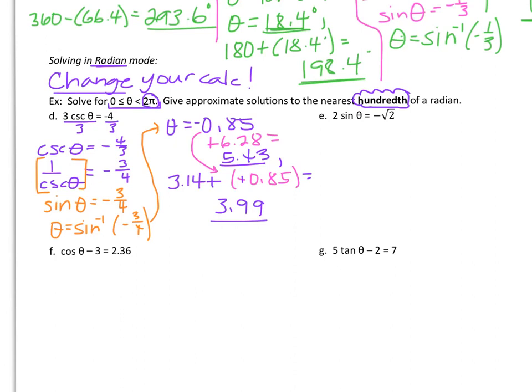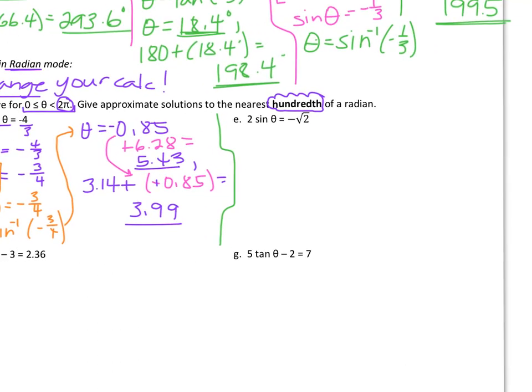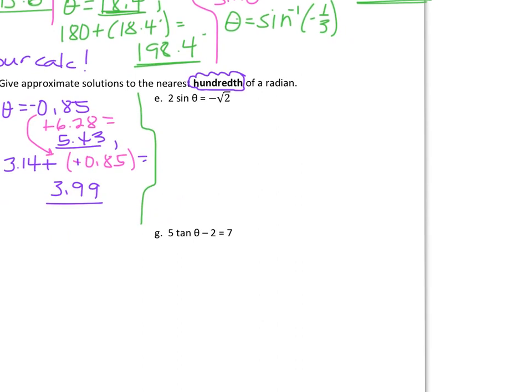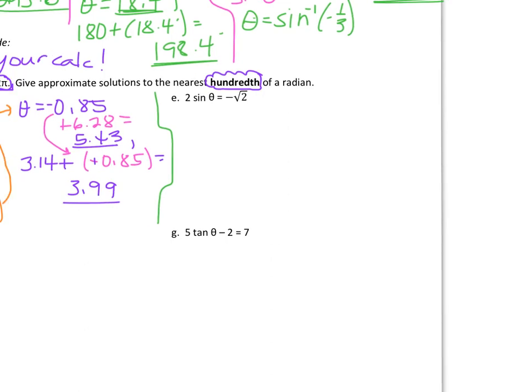All right, let's take a look at another one. This one's a sine as well, but it's not a reciprocal function. It's just automatically a sine equation. Like the reciprocals though, you always want to isolate your trig term before you take the inverse. So if we get sine theta by itself, we have to divide both sides by 2. That cancels out. This gives us sine theta equals negative square root 2 over 2. That should look familiar to you.